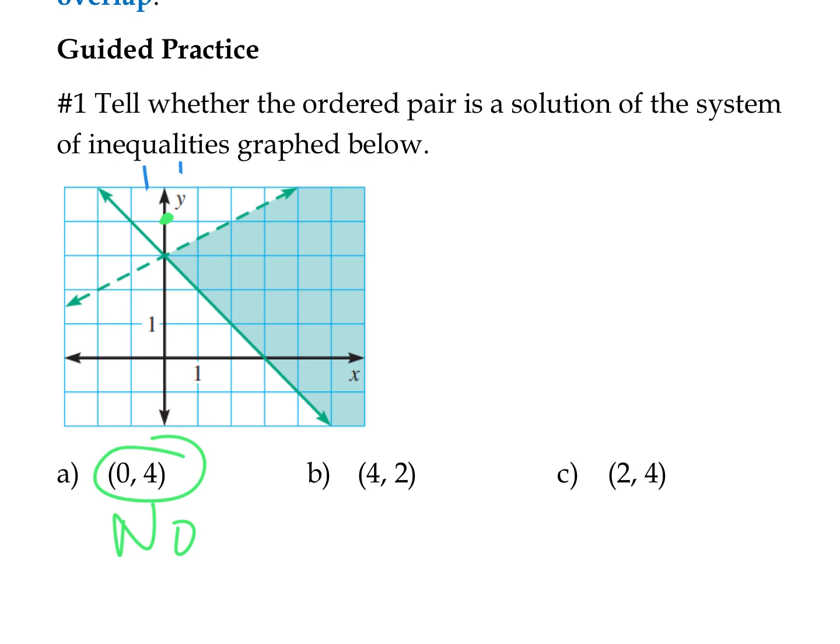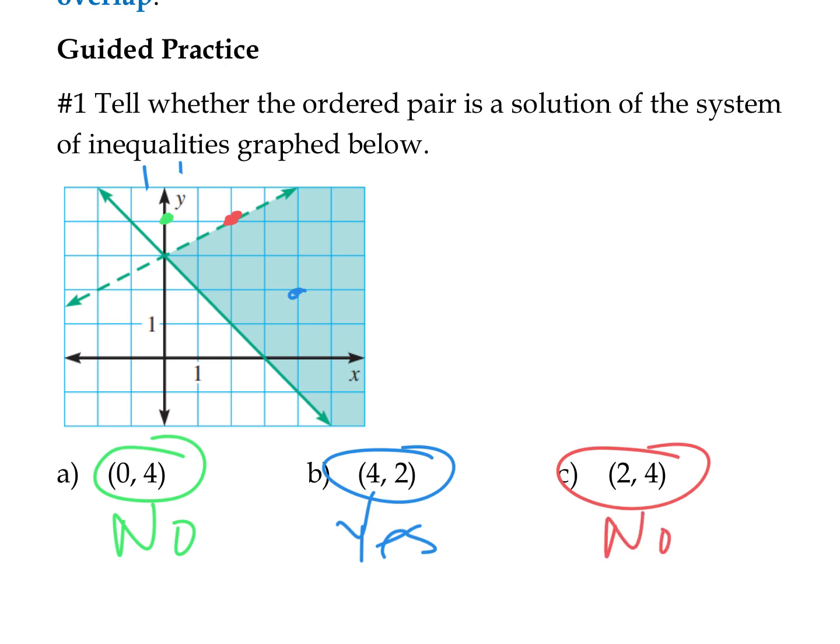4, 2. So 4, 2, we'll put that point in blue. So we go 4 to the right and then 2 up. Make sure we're doing x, y. So 4, 2 is yes, it's a solution for that system because it's part of where both of those graphs would have been shaded. And let's check 2, 4. So 2, 4 is a point right there. It's right on that dashed line. So the dashed line means less than, not less than or equal to. So not equal to the line, but it has to be less than the line. So no, that would not be.